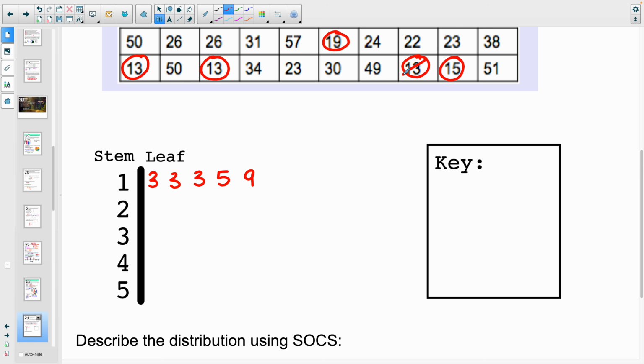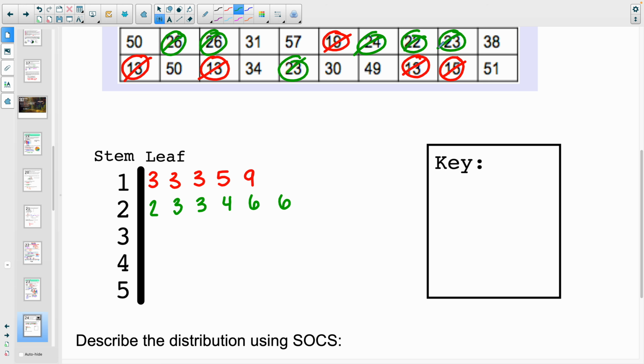Now notice how I am evenly spacing these numbers out. That's going to be important for us, especially when we get to the step of doing shape and describing it using SOCS. Now we look for all the ones that start with 2. We have 26, 26, 23, 24, 22, 23. When we put those in order from least to greatest, it's going to go 22, 23, 23, 24, 26, 26. Notice how I made those numbers line up with the ones in red. We can go ahead and cross those off.